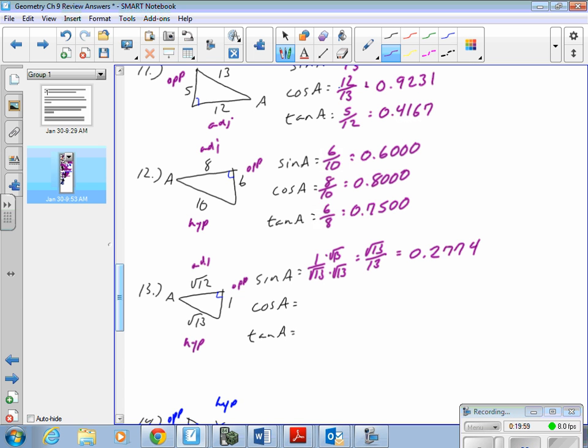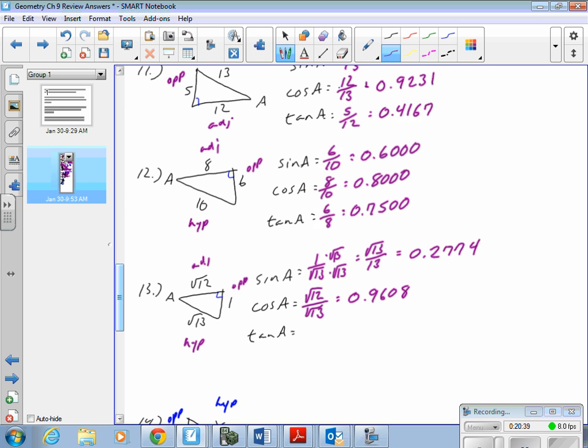Cosine is going to be the adjacent over the hypotenuse, which comes out as the square root of 12 over the square root of 13. Once again, if you're leaving it as a fraction, we'd have to rationalize it by multiplying by the square root of 13 top and bottom. But since we're doing it as a decimal, I'm just going to do the square root of 12 divided by the square root of 13, which will give me 0.9608.